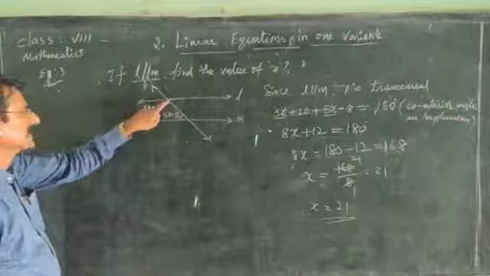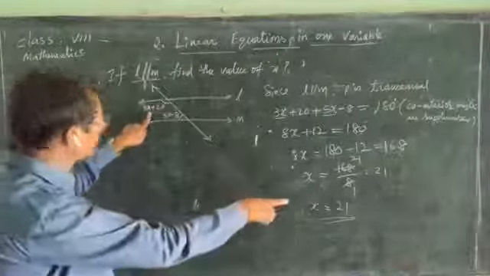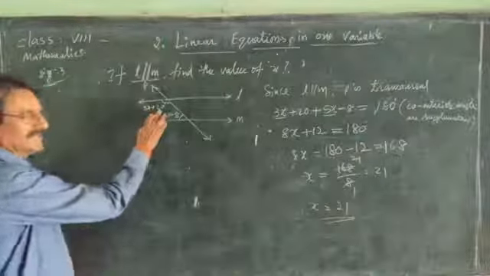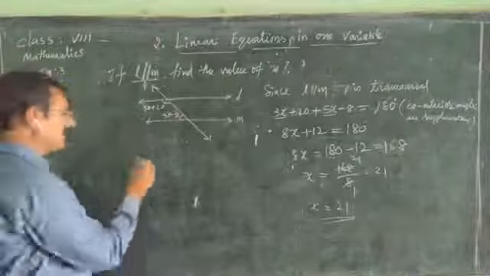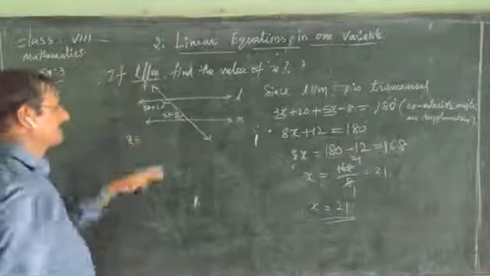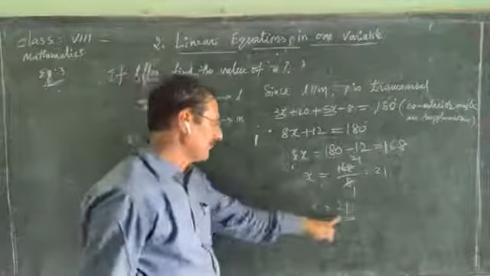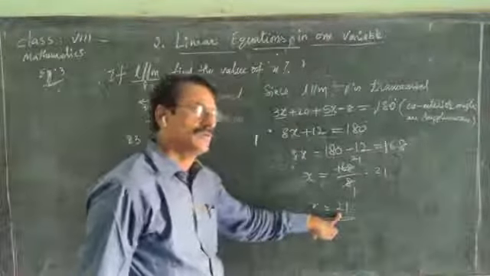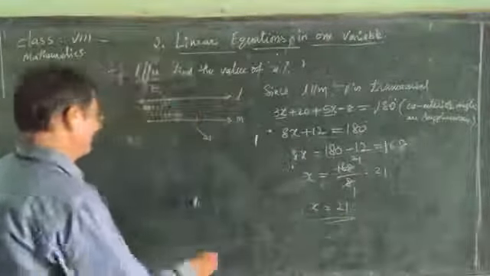3x plus 20, this angle. 3x means 3 into 21, that is 63. 63 plus 20, 83. 5x, 5 into 21, how much? 105.